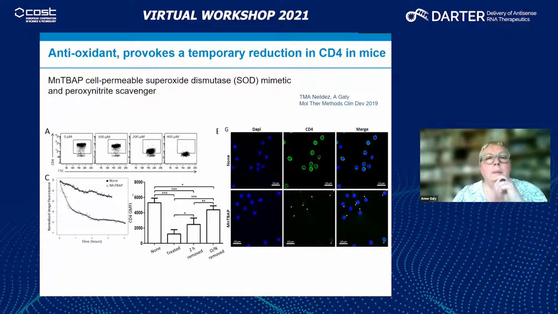We've also in my lab tried to look at some of the mechanisms involved in this induction of anti-capsid antibody immune responses. And we came across something that was completely unexpected, in fact, by using an anti-inflammatory compound, which is called MnTBAP, which is a superoxide dismutase mimetic. We found, in fact, unexpectedly that this drug can downregulate CD4 in a temporary fashion at the surface of T cells. So this is the work of Timian Nieldes in the lab.